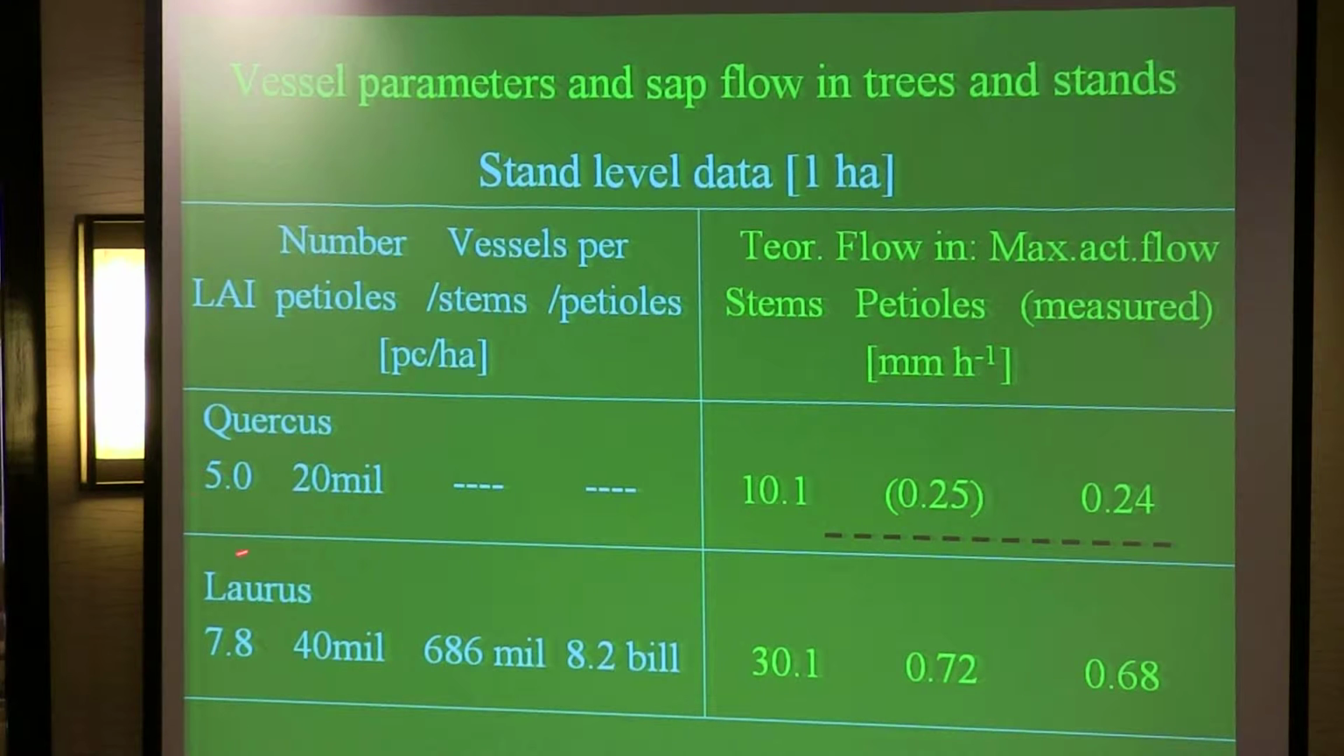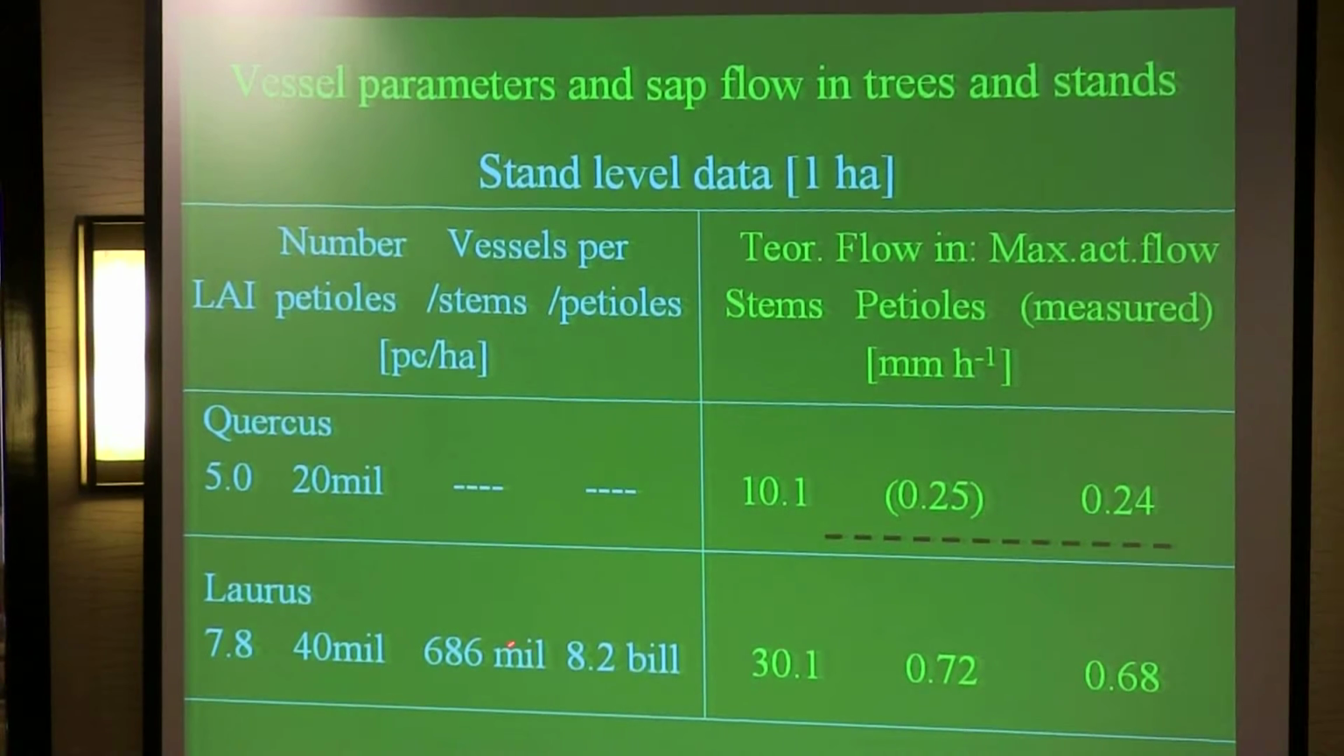Okay, so Laurus is similar, but larger. It has a higher leaf area index, about 8, 40 million leaves per hectare, 700 million vessels in stems per hectare, and 8.2 billion vessels in the petioles. So they are high numbers. If you look here, of course this differs, but nevertheless the ratio is similar.